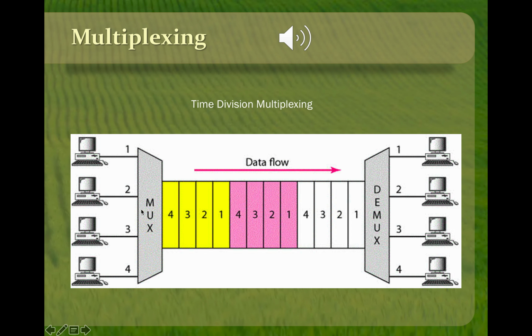4321, 4321, 4321, depending on which client we're talking about and which client on this side we're talking about, or which server on this side.